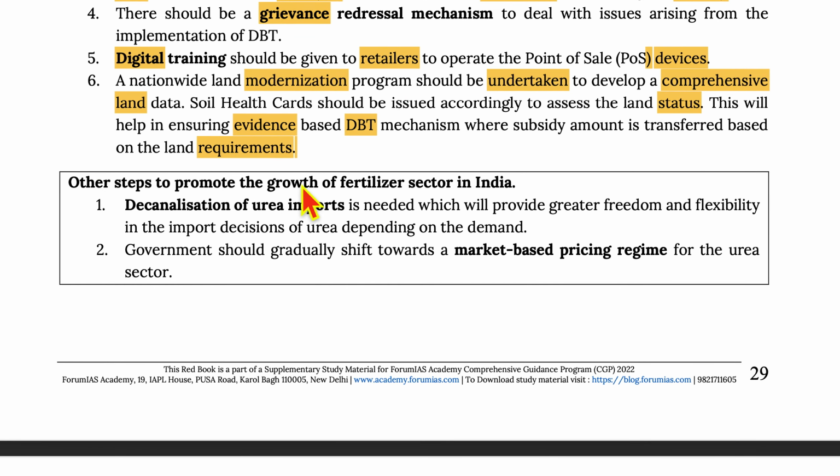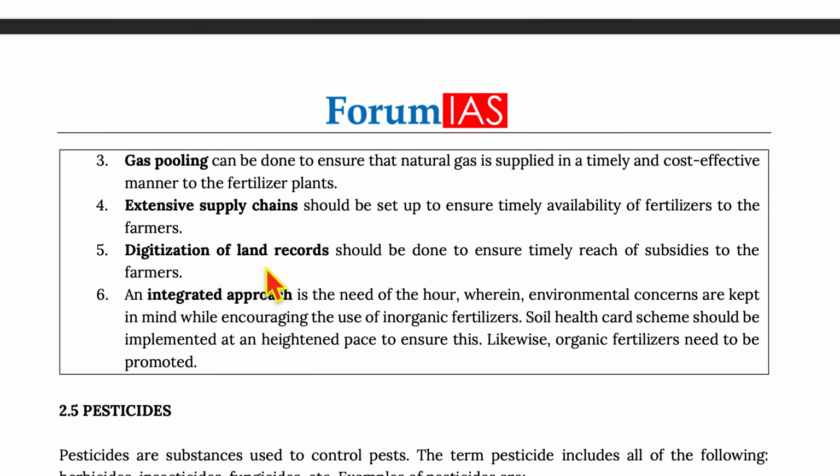Other steps to promote growth of the fertilizer sector in India. Decanalization of urea import is needed, which will provide greater freedom and flexibility in import decisions of urea depending on the demand. Government should gradually shift towards a market-based pricing regime for the urea sector.